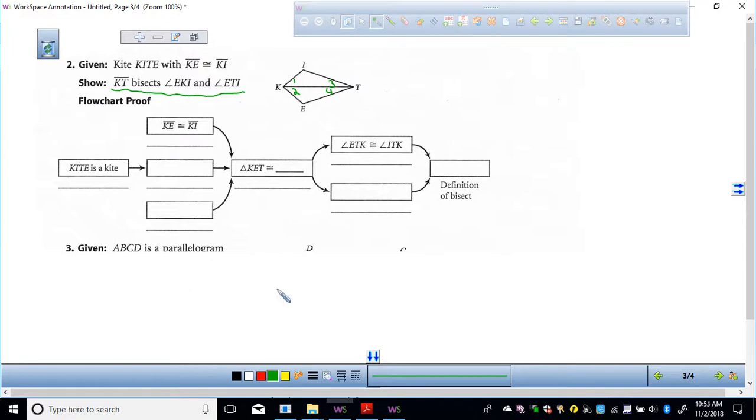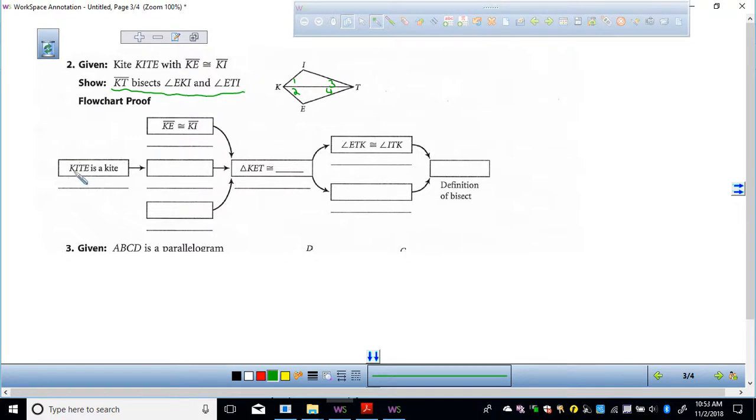4, okay? And now my way that I'm going to go through this, I'm going to try to prove these two triangles are congruent. Then I can say that these two angles are congruent, which makes this an angle bisector, right? If angle 1 is congruent to angle 2, by definition, this KT would be an angle bisector of that. You understand that? Yes. Okay.